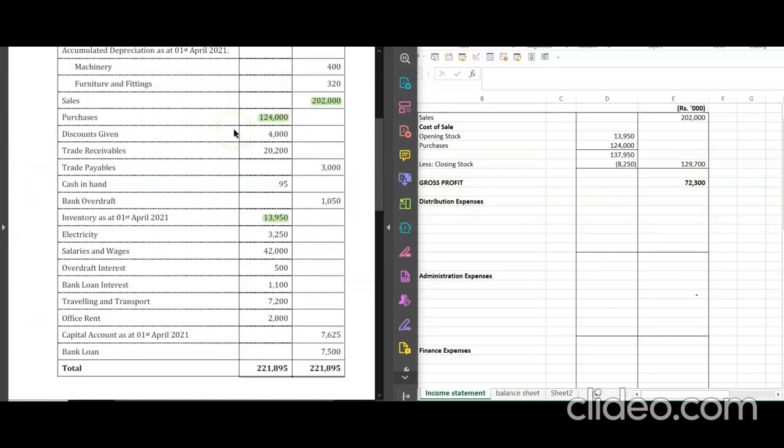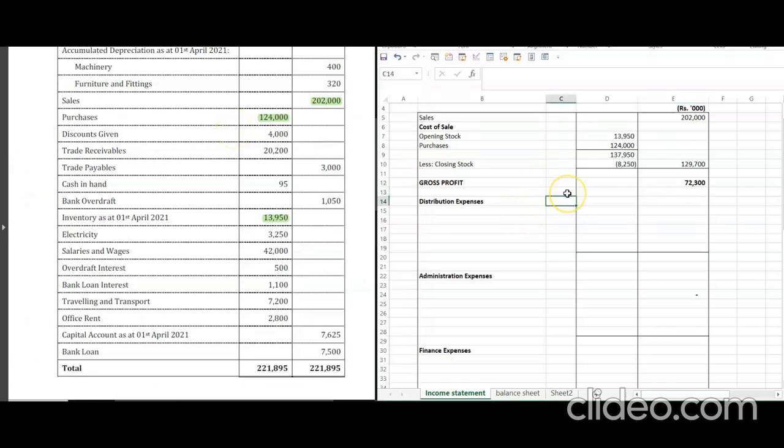Right. The next one is the distribution expenses. So for the distribution expenses, you can do a working here.